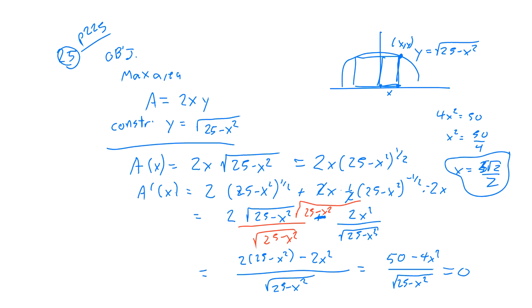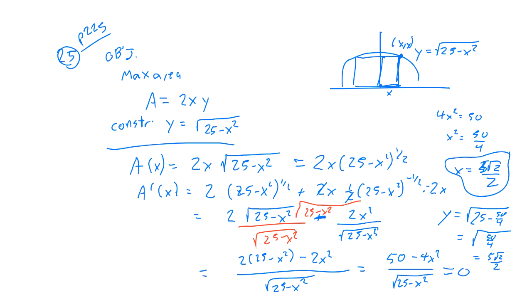So the y-coordinate is going to be the square root of 25 minus x squared. But x squared is 50 over 4. So underneath, getting a common denominator, that's 4. So that's 100 minus 50, which is 50 over 4. So that gives me, once again, 5 square root of 2 over 2. So x and y are the same.